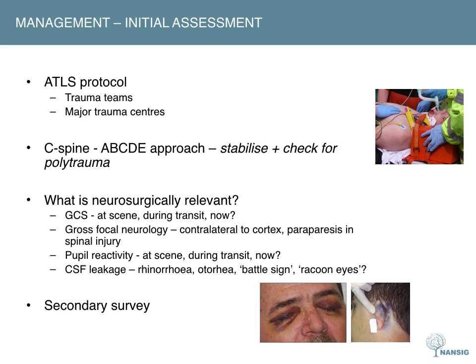Firstly, the C-spine should be assumed to be damaged until proven otherwise, and as such all patients should be put in a collar and stabilised. And equally, it's really important that we build up a neurological baseline of how our patient presents.